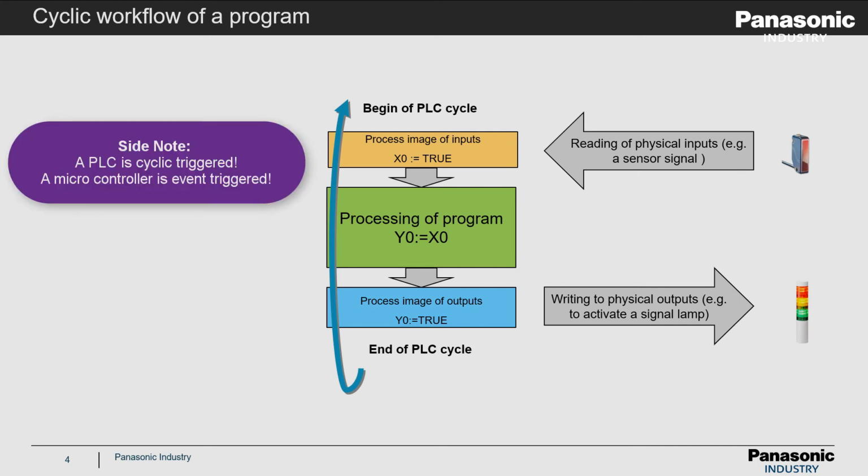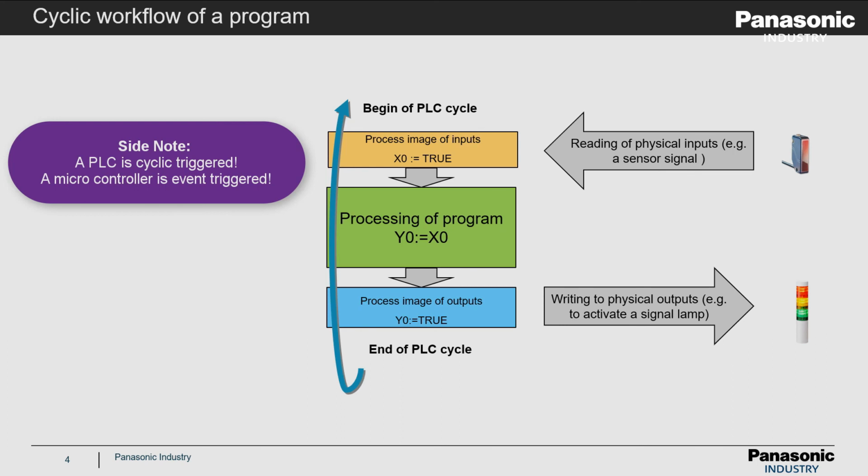One side note: in contrast to a PLC which acts cyclic and refreshes the inputs and outputs only after every PLC cycle, a microcontroller acts event-triggered. That means that as soon as a sensor signal changes its value, this value is immediately used in the program without the need of waiting till the next PLC cycle.